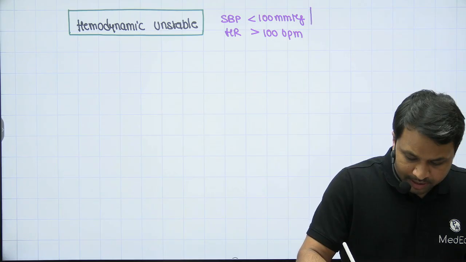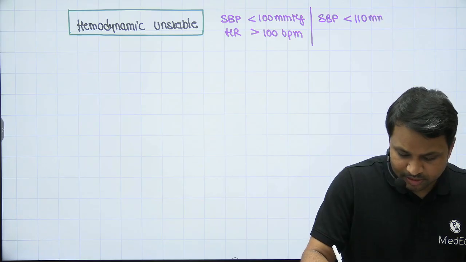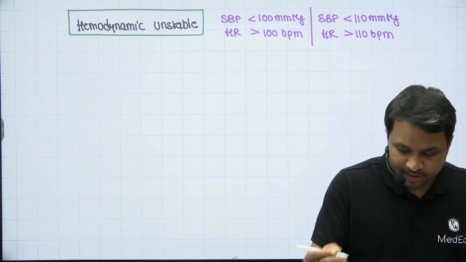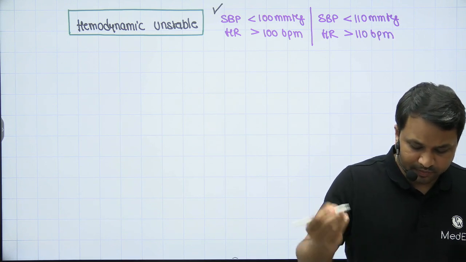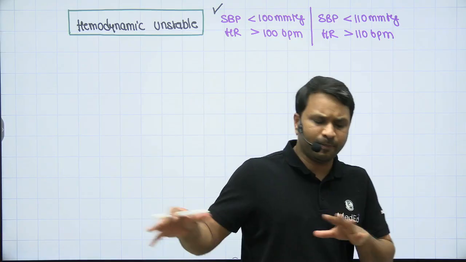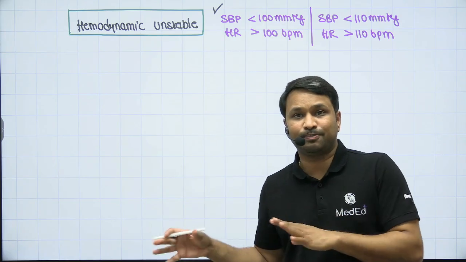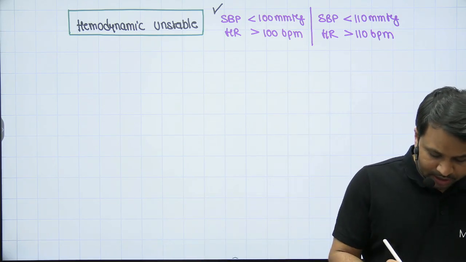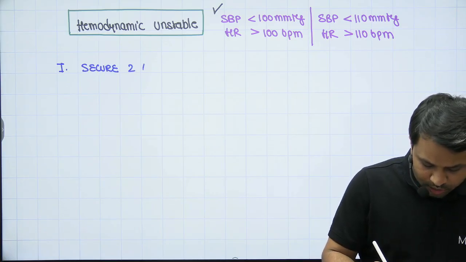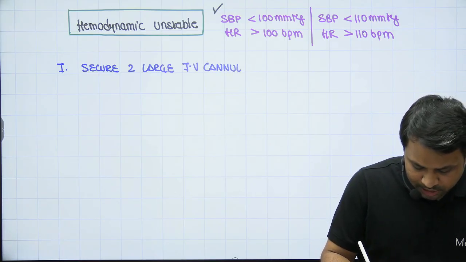Now, this is what Bailey says. But if you look at the ATLS, it says systolic blood pressure less than 110 millimeters of mercury and heart rate more than 110 beats per minute, right? We will stick to the first data, where you have systolic blood pressure less than 100 and heart rate more than 100, indicating post-trauma hemodynamic instability. Any patient who has presented to the casualty with these parameters and is suspected of hemodynamic instability, the first thing that you have to do is to secure two large IV cannulas.